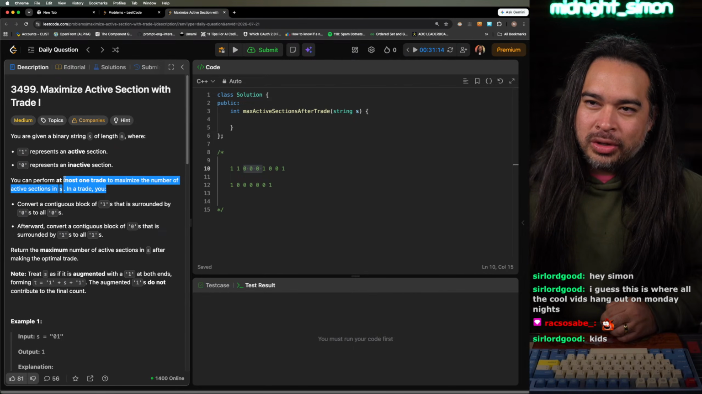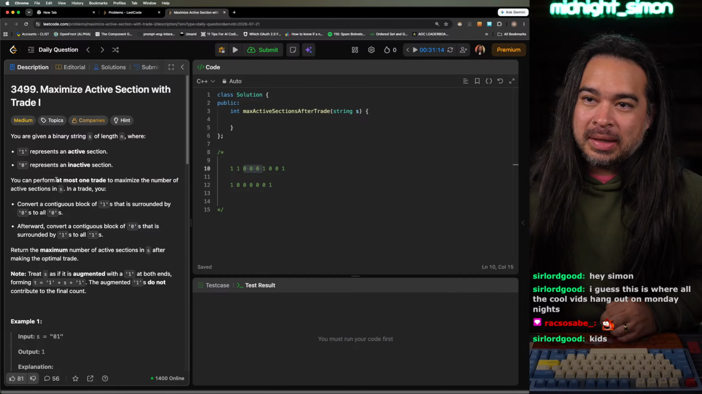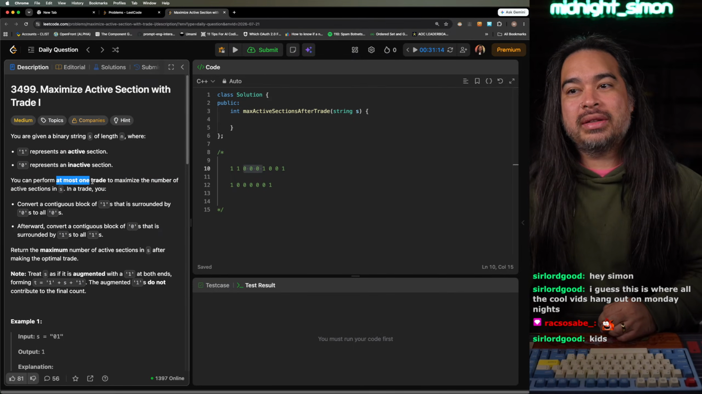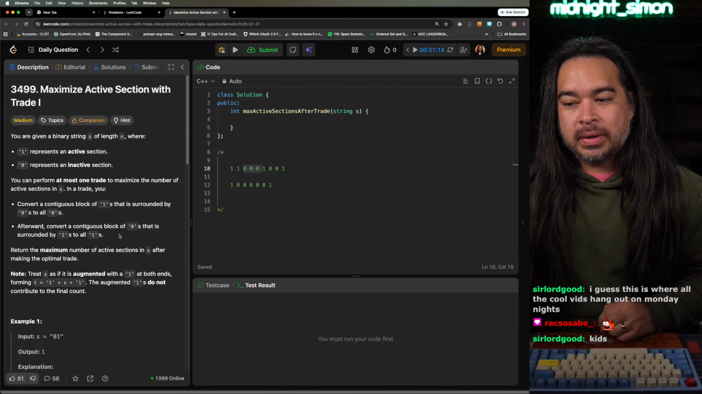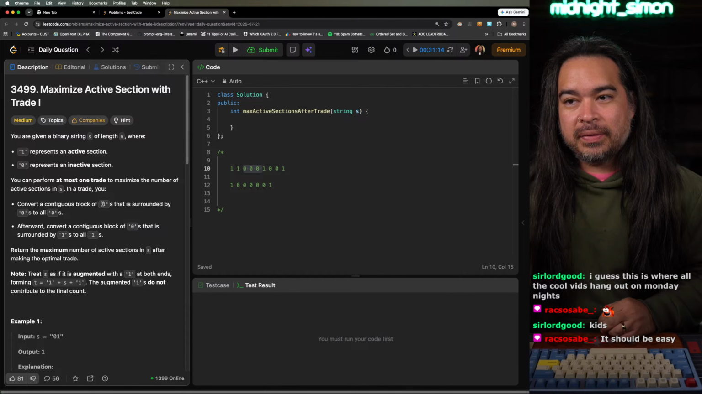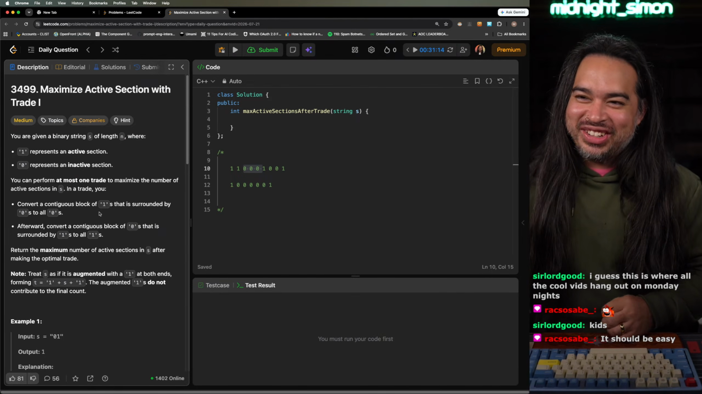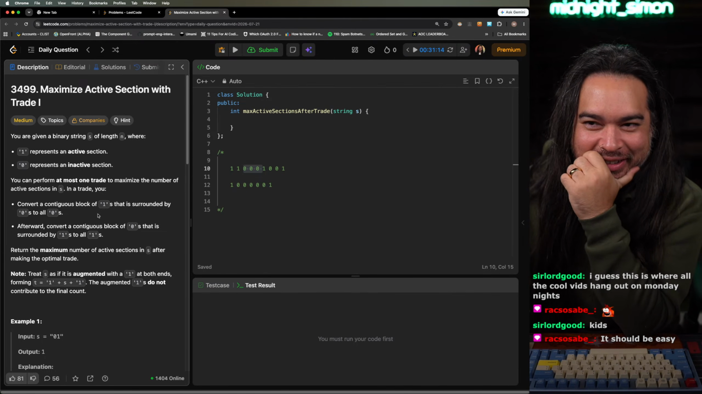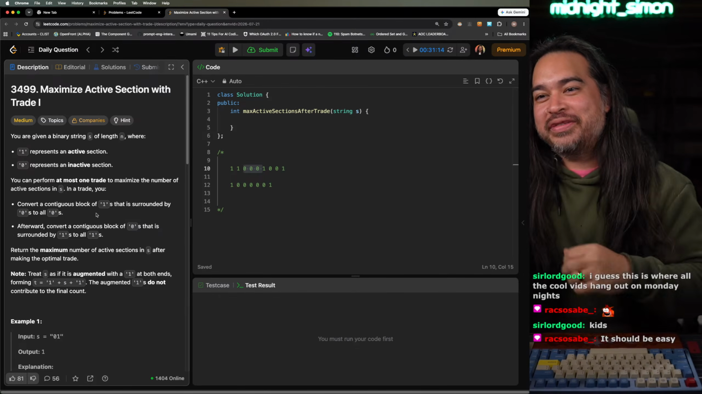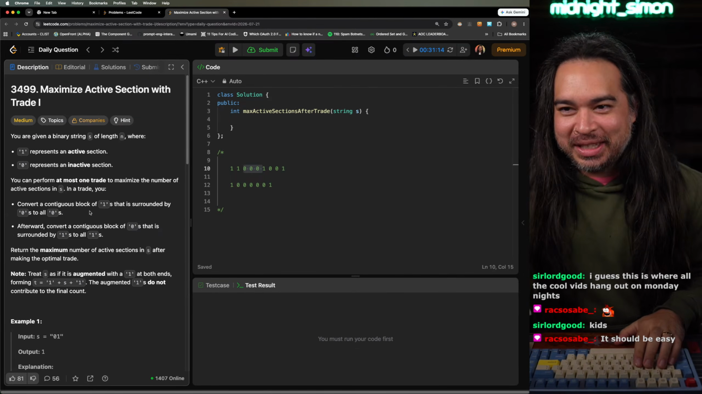It's only one trade, man. And it's at most one trade. So I'm trading a bunch of zeros for a bunch of ones. If I can convert, it should be easy. Man, you're tripping. ICPC World Finalists says it should be easy for me.